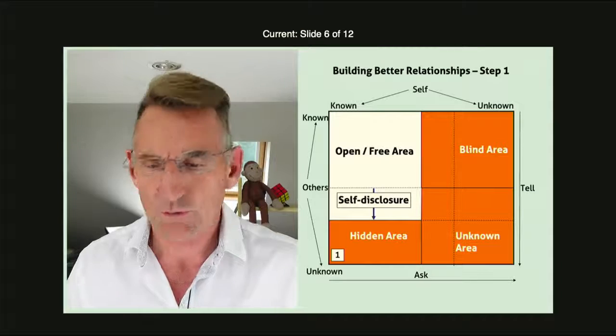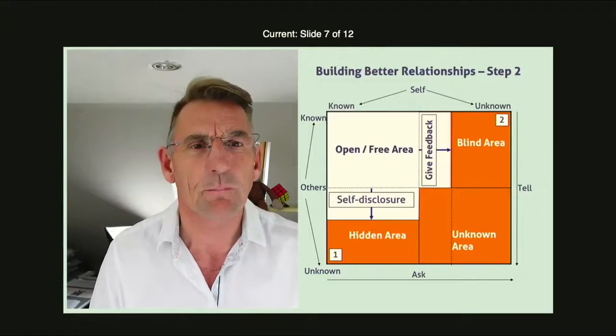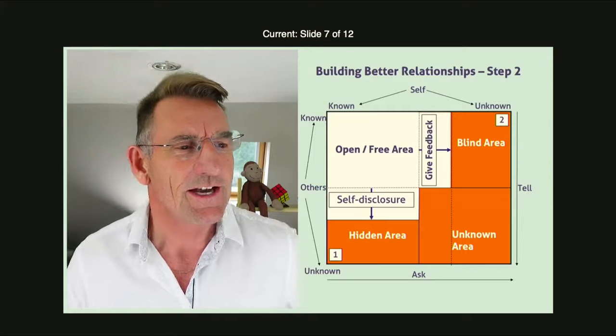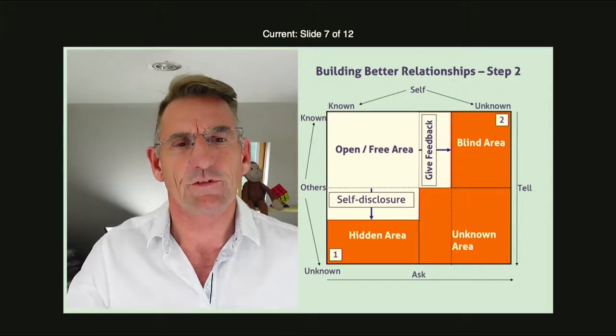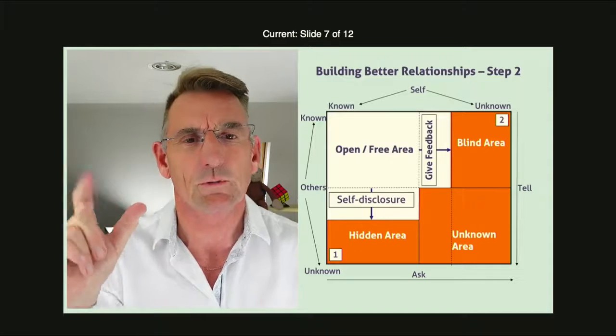What I'd like to do now is just move on to the other area, which is about the blind spot. Okay. Now, each one of these gets progressively difficult. So this is the next value point, the second value point I want to talk about.